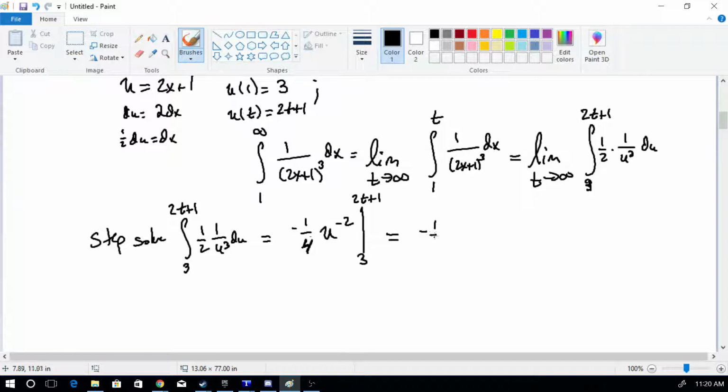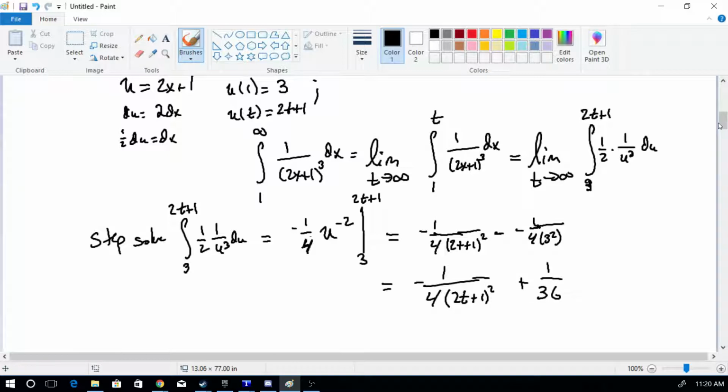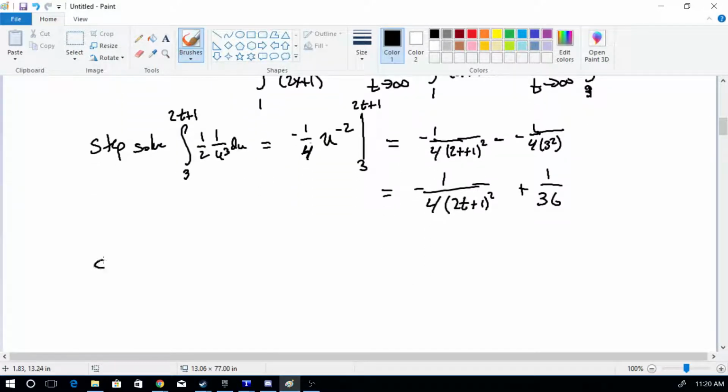So this is going to equal -1/4 over (2t plus 1) squared minus -1/4 over 3 squared. So this is -1 over 4(2t plus 1) squared plus 1 over 36. Step 2, evaluate the limit.